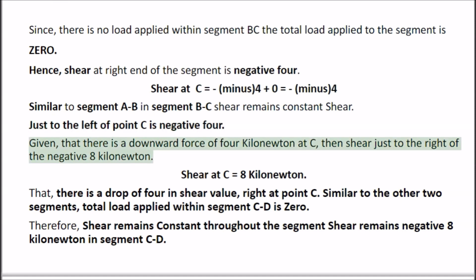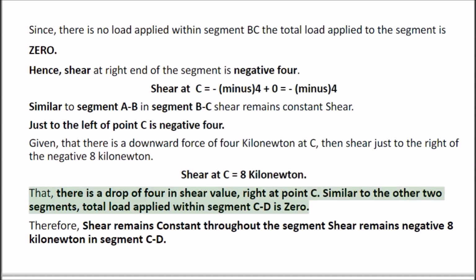Given that there is a downward force of 4 kN at C, shear just to the right of C is -8 kN. Shear at C equals -8 kN. That means there is a drop of 4 in shear value right at point C.